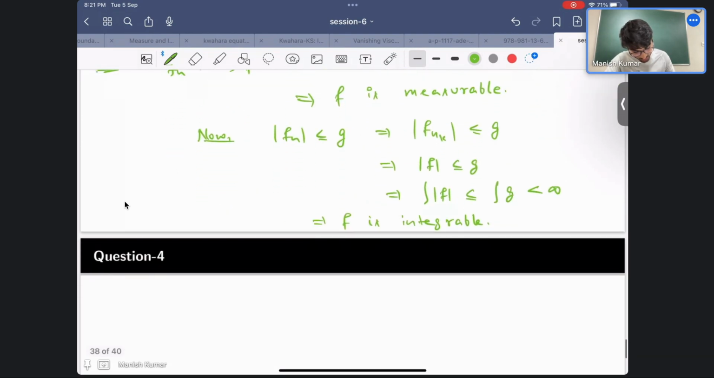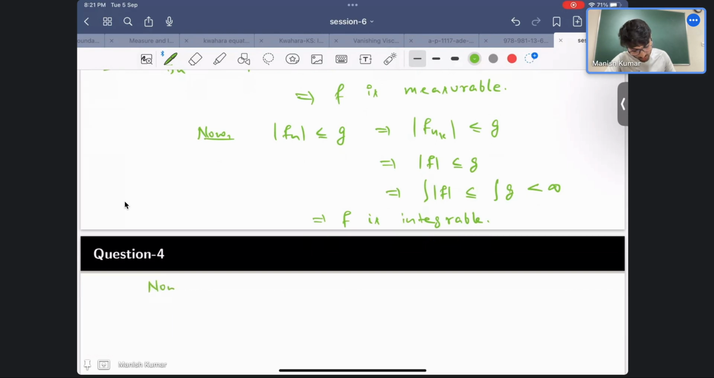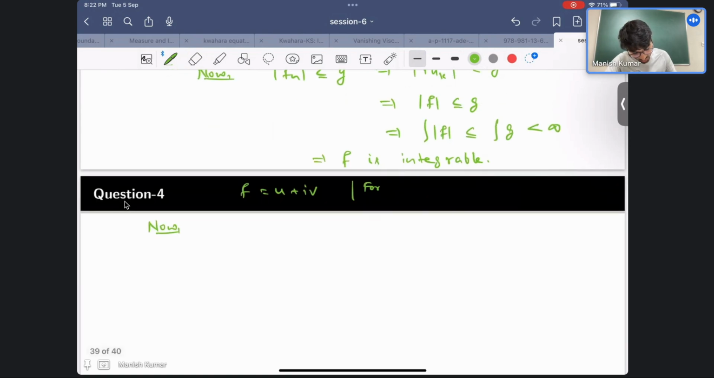Now, for the proof, you assume that all the functions f_n and f are real valued. If it is complex valued, suppose f is equal to u plus iv, then for u, which is real valued, the proof that I'll give will follow. I will mention this at last. So for the moment, assume f_n's and f are real valued.